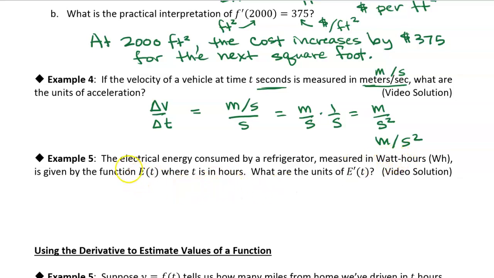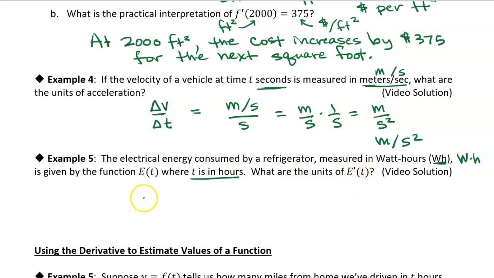All right, so here's another example. Again, this is another little curveball, but the units of electrical energy are in watt hours. Okay, so it's abbreviated WH, but it means watt hours, and it's essentially watts times hours. So the units are watts times hours, and that's a unit of energy. And t is given in hours. So we have a function E of t where the energy is in watt hours and the time is in hours, and we want to find the units of the derivative, E prime of t.